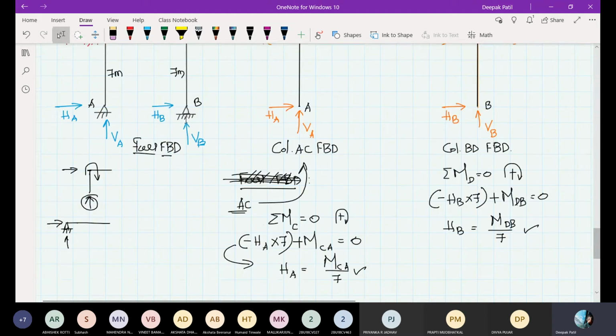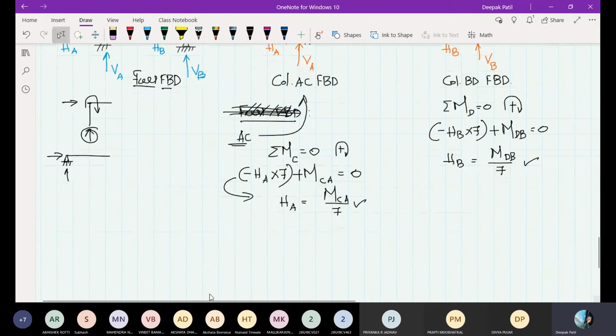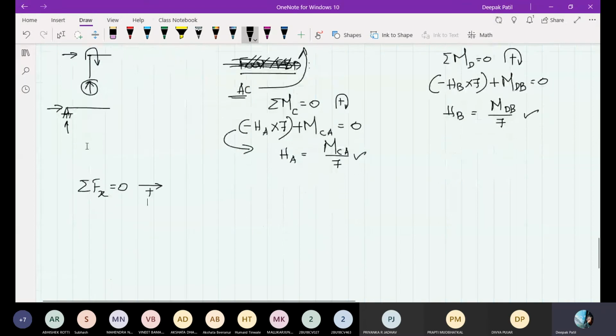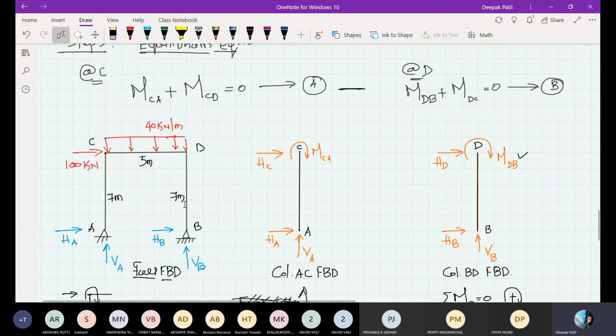Now you see the full free body diagram, and for it you apply one more equilibrium equation: the summation of all the forces in the horizontal direction as 0. And what should be your sign convention? This should be your sign convention. Now tell me, if you apply summation of Fx equal to 0 for this full free body diagram, how will your equation be? Can anybody tell me?